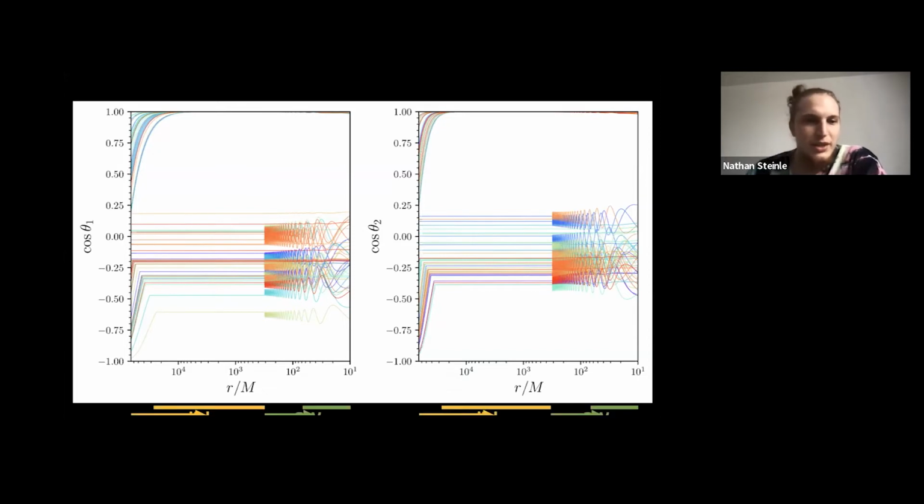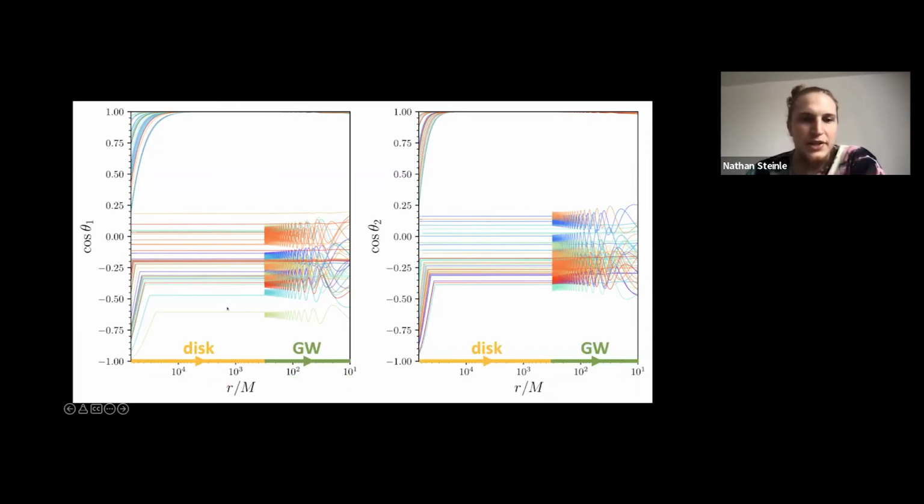So on to the results of our model. We have the disk migration phase and then the gravitational wave phase. Theta 1 is the misalignment of the more massive black hole, and theta 2 is the misalignment of the less massive black hole. This is the evolution of these angles through the in-spiral of the binary. Each color corresponds to a different binary here, just pairs of angles. We're only varying the initial spin misalignments here. All the other parameters of this model, which I don't have time to go through right now, are held constant.